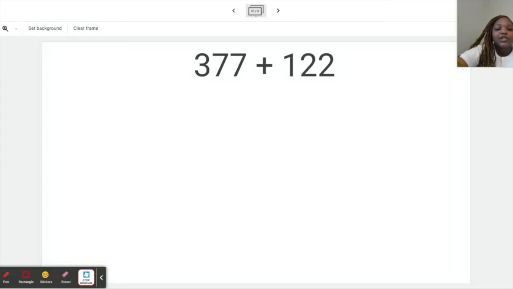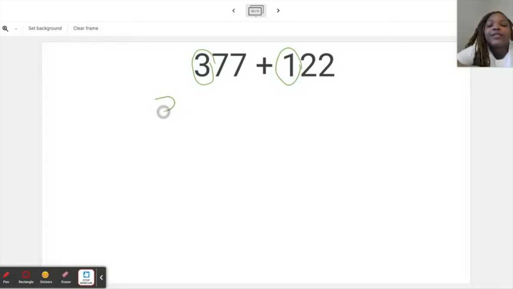377 plus 122. Now, we're going to keep using that strategy from number 3. 377 plus 122. So let's go ahead and get started. Let's look at all of the numbers in our 100 spots. We have a 3 and we have a 1. So look at that first number. We see we have a 3 in the 100 spot.